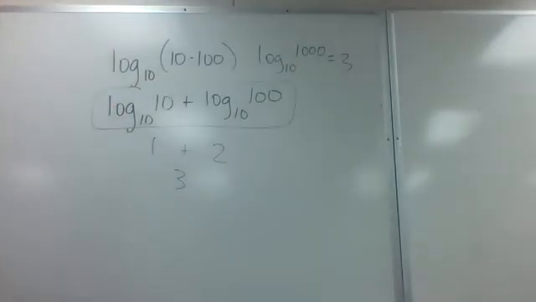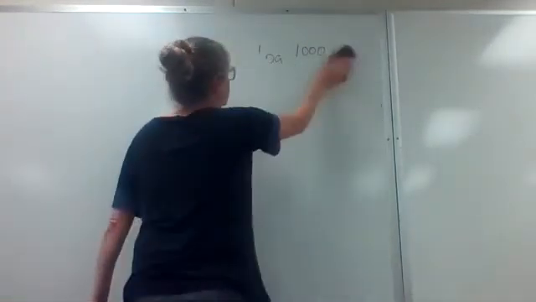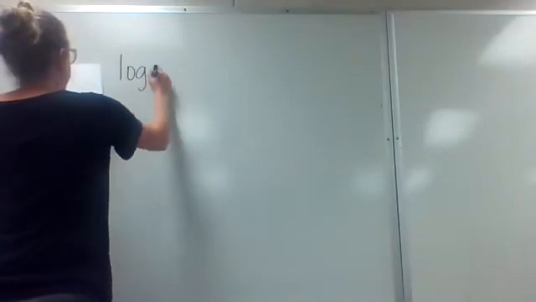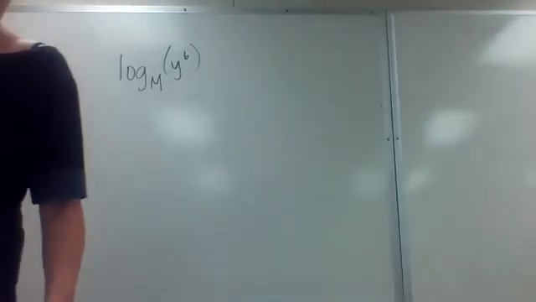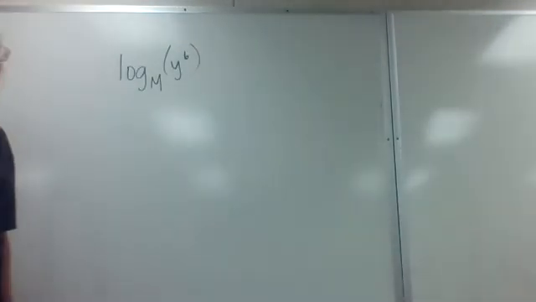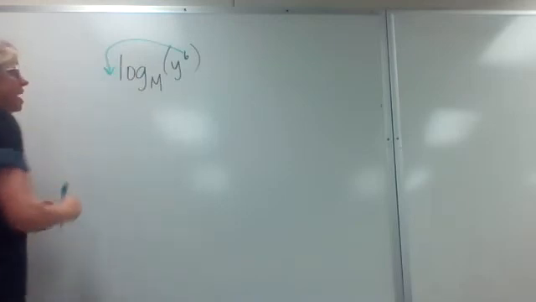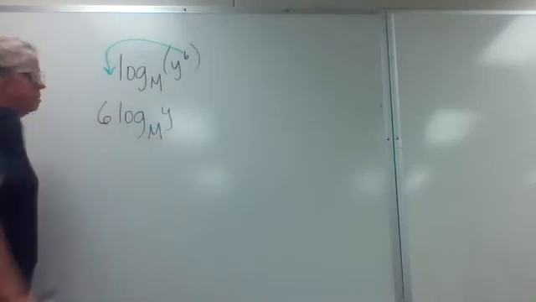Okay, number 17. Express as a product. I've got log base m of y to the 6th power. So if I'm expressing this as a product, I'm going to have something times something. That's what express as a product means. This exponent comes down and it's times the logarithm. So you have 6 log base m of y.